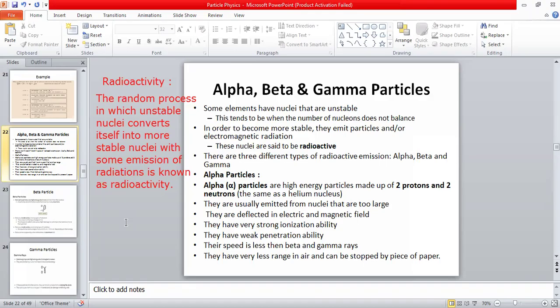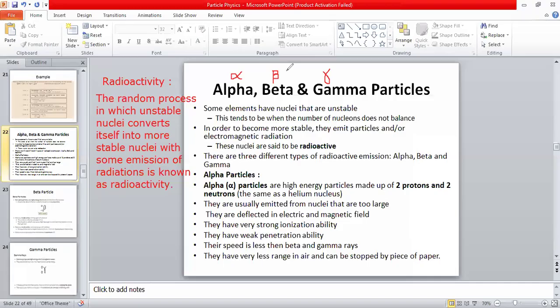It's a random process in which the unstable nuclei convert themselves into a more stable one. And with this conversion of unstable elements into a more stable one, it is emitting three types of rays. What are those three types of rays? They are called alpha ray, beta ray, and gamma ray. So in radioactivity, always these radiations are being produced. So how is alpha represented? Alpha is represented by this symbol, beta is represented by this symbol, and gamma is represented by this symbol. These are the symbols for each of them.